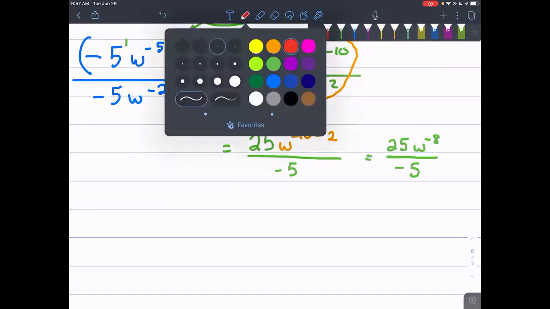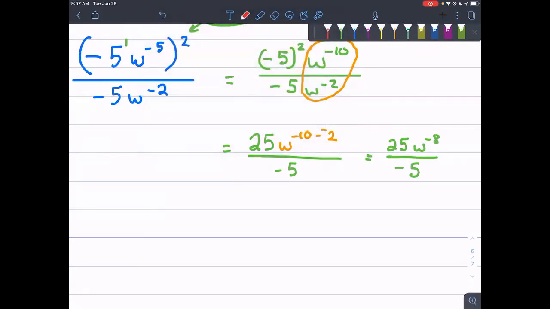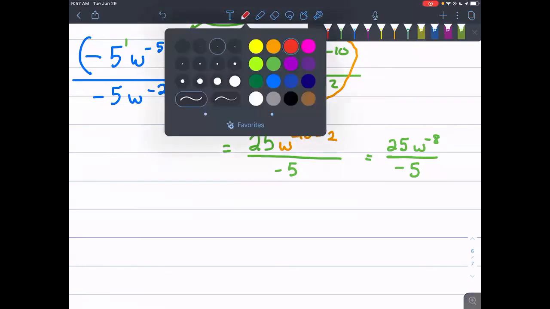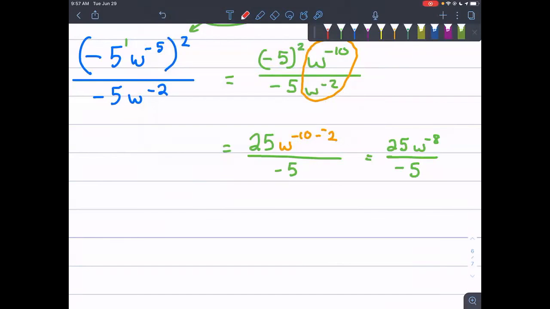That 2 should be a regular 2 minus 10, 2. This one here? Yeah, if you're subtracting a negative, it's just a plus. So -10 plus 2 gives you -8. And we can reduce these 25s by 5.